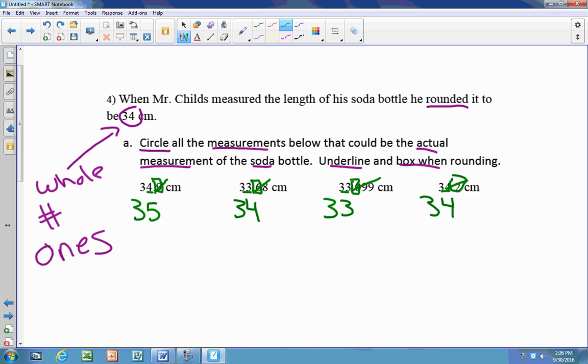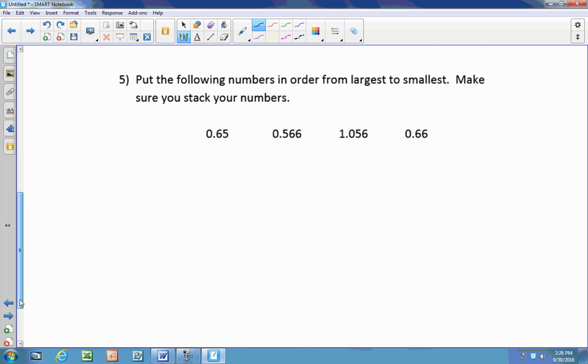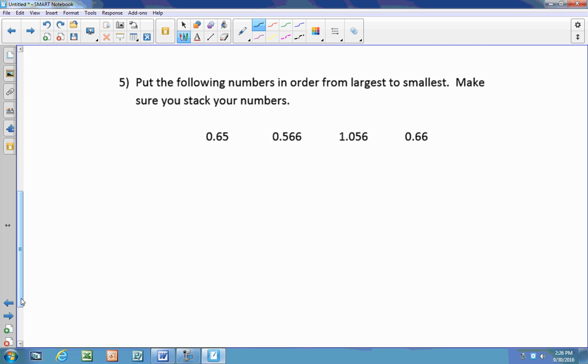Now I'm going to go back to my directions, and my directions said to circle all the measurements that could be the measurement. Well, I wanted to round to 34, so this is 34, and this is 34, and those are the 2 items that it could be. Then it says, next question, to put the following numbers in order, the largest to smallest, make sure you stack. So I'm going to come right over here on the side, and we're going to stack them.